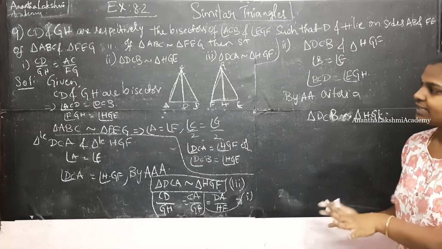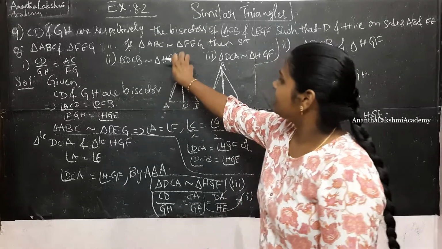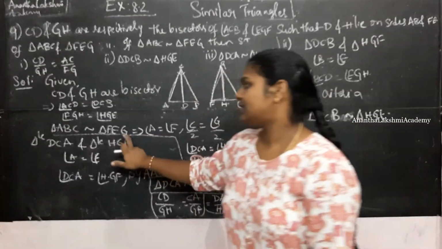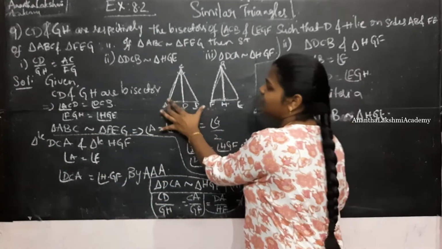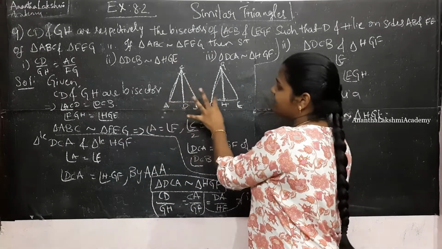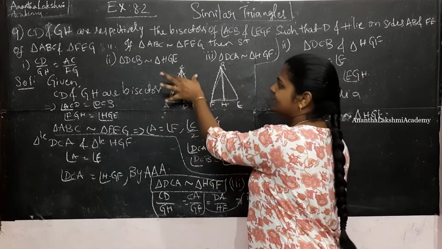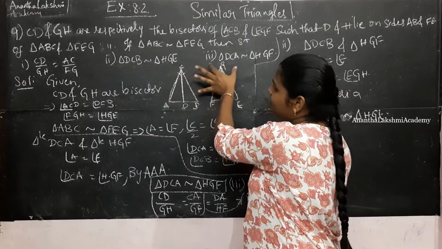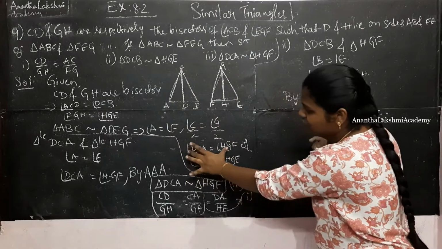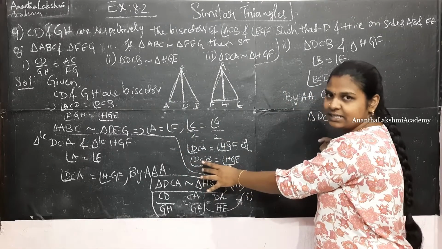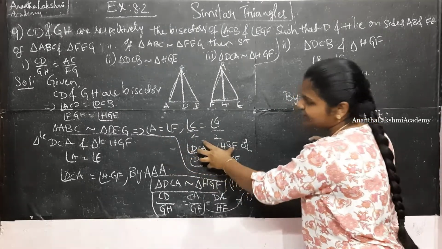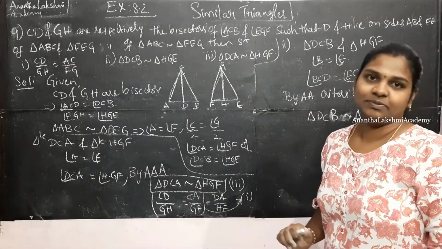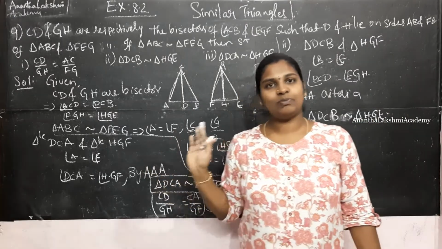How did we solve this? We are given that bisectors of angles are given. ABC is similar to FEG. When ABC is similar to FEG, angle A is equal to angle F, angle B is equal to angle E, angle C is equal to angle G. That is what we know. And when angle C by 2, angle G by 2, when we did, we got 2 angles, since that is a bisector. And using these two and these two, we solve for the rest of the problem. Okay, that is about problem number 9.